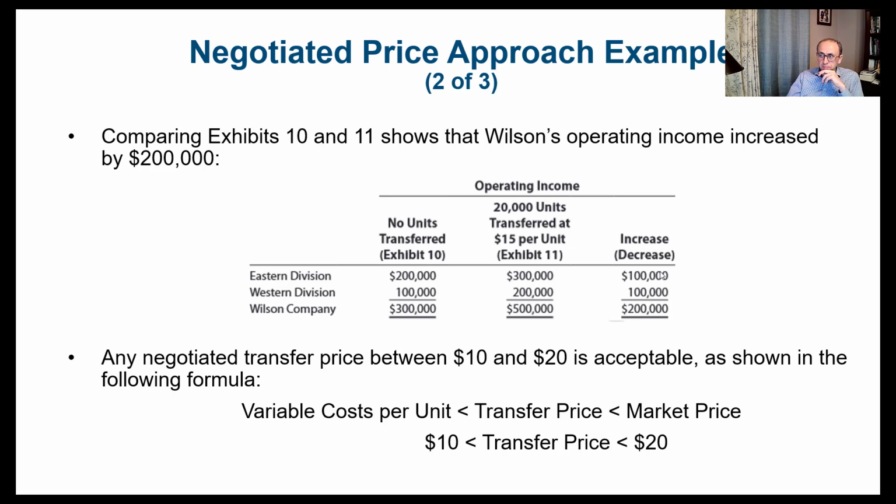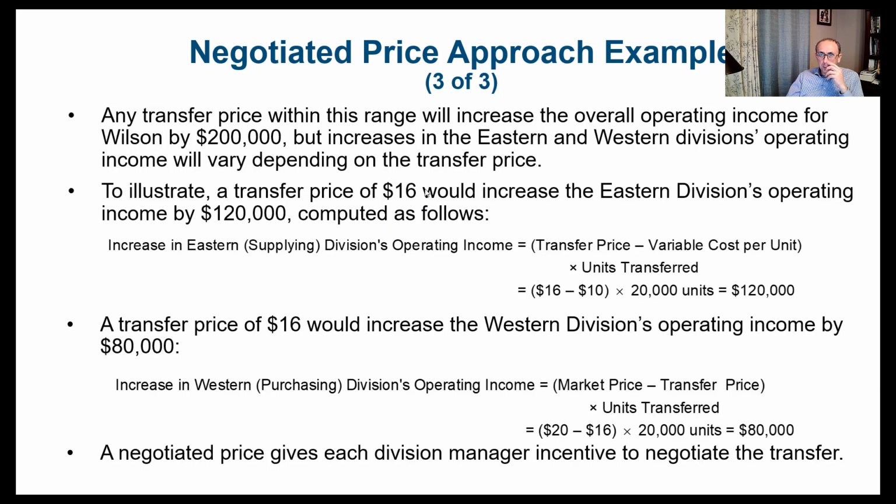The only difference is going to be the allocation between the Eastern and the Western Division. So any transfer price within this range will increase the overall operating income for Wilson by 200,000. But increases in the Eastern and Western Division operating income will vary depending on the transfer price. So to understand that more, let's assume a transfer price of $16 would increase the Eastern Division operating income by 120. And as you can see here, the $16 minus the 10 multiplied by 20,000, that's 120,000.